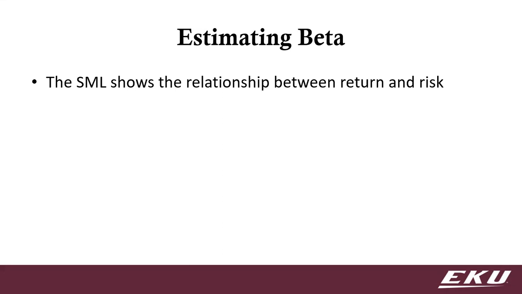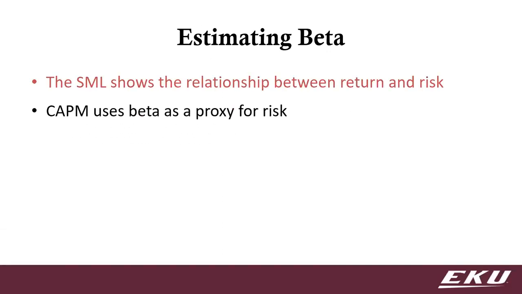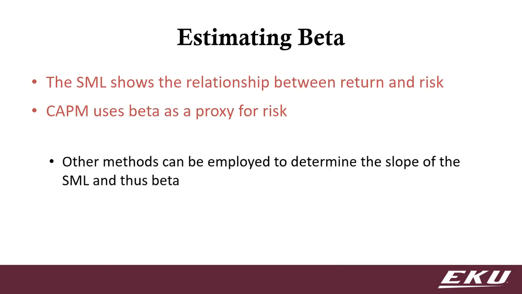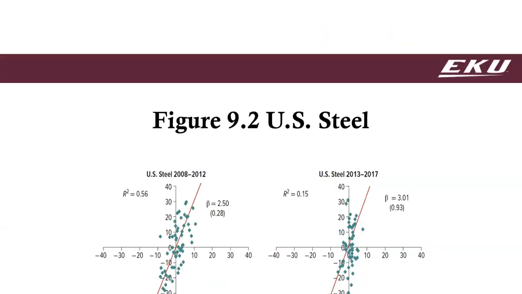So to estimate beta, we use the security market line to show that relationship. When we use the CAPM, we're using beta as a proxy for risk. It's that relationship with the market risk. Other methods can be employed, so we can get other measures for the security market line to give us that beta. But let's look at some examples.